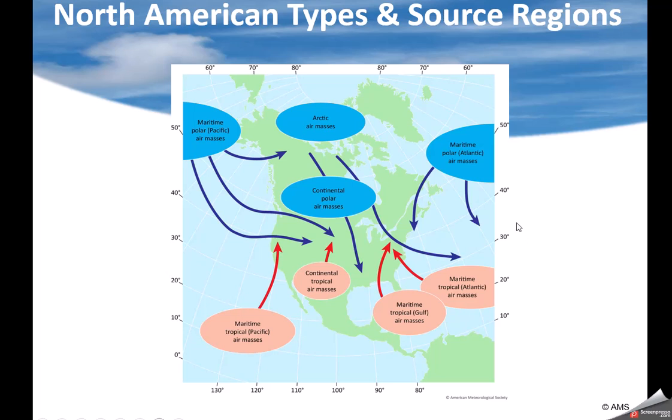Well, you could get one out of the tropical Pacific down in here. Air is warm and moist. You could get one out of the Gulf or tropical Atlantic. Both are going to be very warm, moist air masses. So they're maritime tropical air masses.